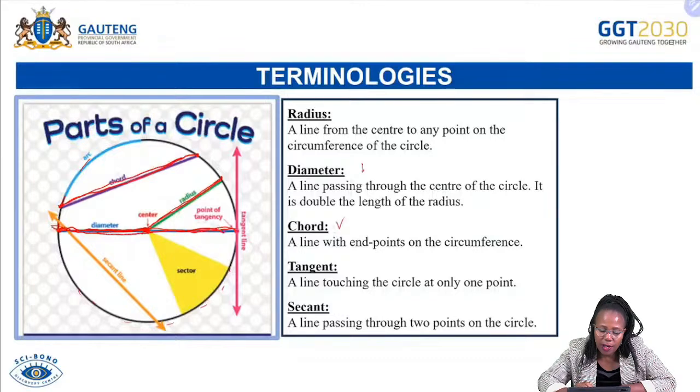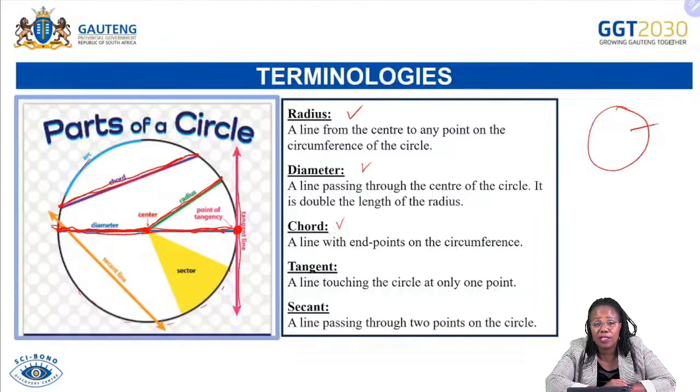And then now we have a tangent. A tangent is a line that touches a circle at one point of contact. Can you see that outside there? The line that touches a circle once is a tangent. If you have a circle and a line like that, it's not a tangent. It must touch the circle outside at one point of contact.